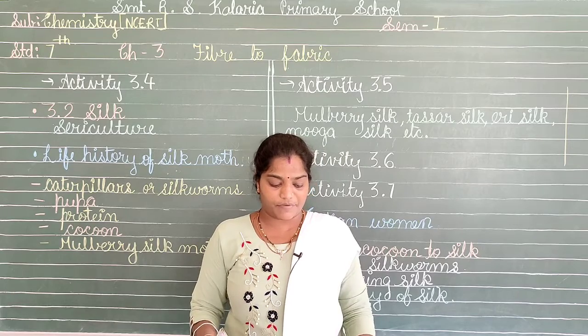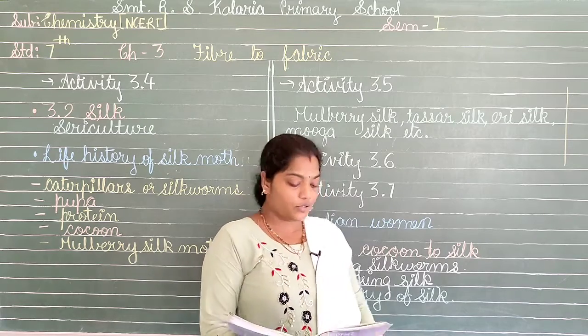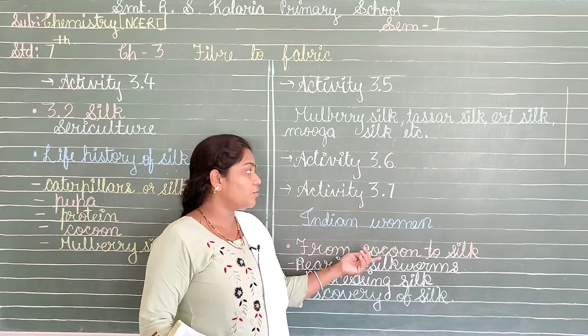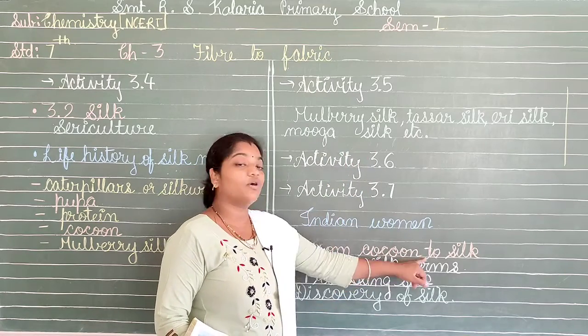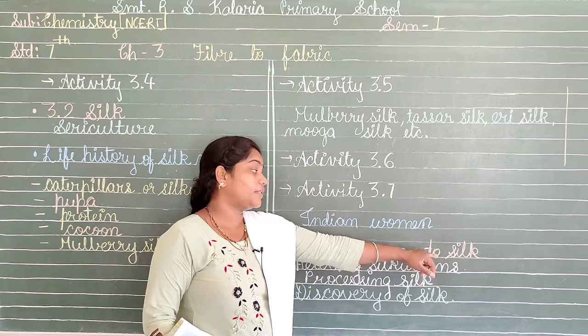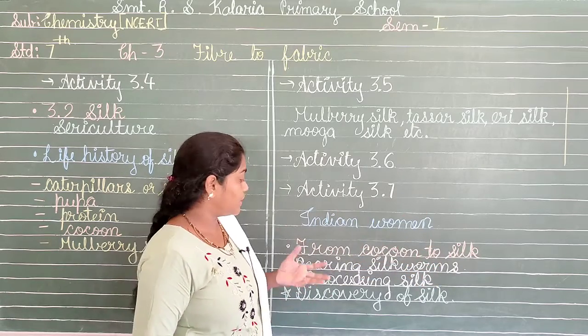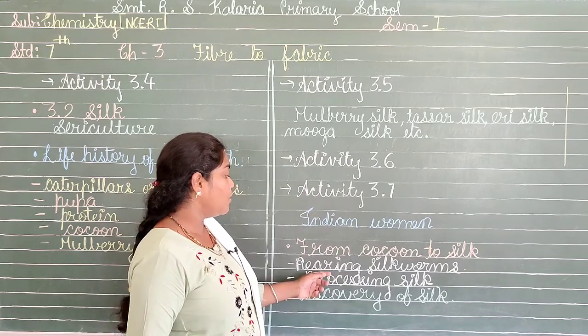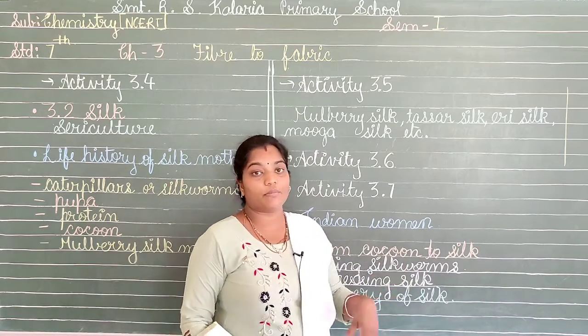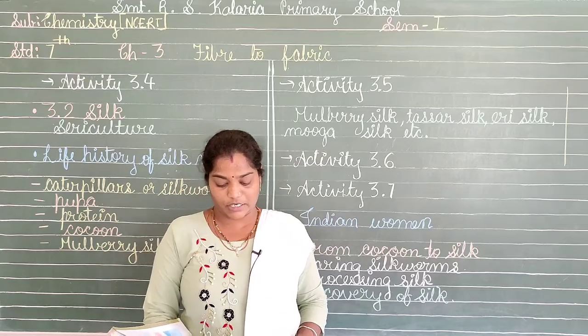The next topic we have here is from cocoon to silk. Up to the cocoon we now know how we have come, but after the cocoon, what are the steps by which we can obtain pure silk from it? This will have different stages. First, we have to do the rearing of the silkworm. Now what is this rearing of the silkworm?